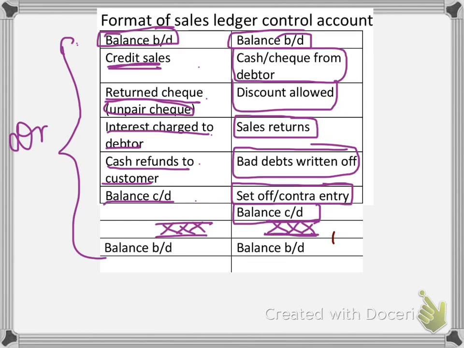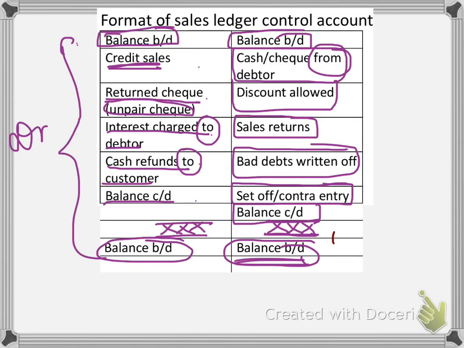Now remember that on the debit side of a sales ledger control account, everything is "to", but on the credit side it is "from". Then after that we have the balance brought down here. After we find the totals and then we balance everything, we get the balance brought down here.